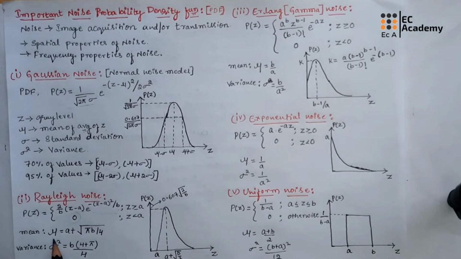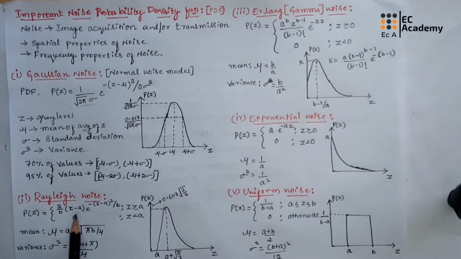The mean value can be given as mu is equal to a plus square root of pi b divided by 4, and the variance sigma square is equal to b into (4 minus pi) divided by 4. So, this is the plot of this equation for the Rayleigh noise model.